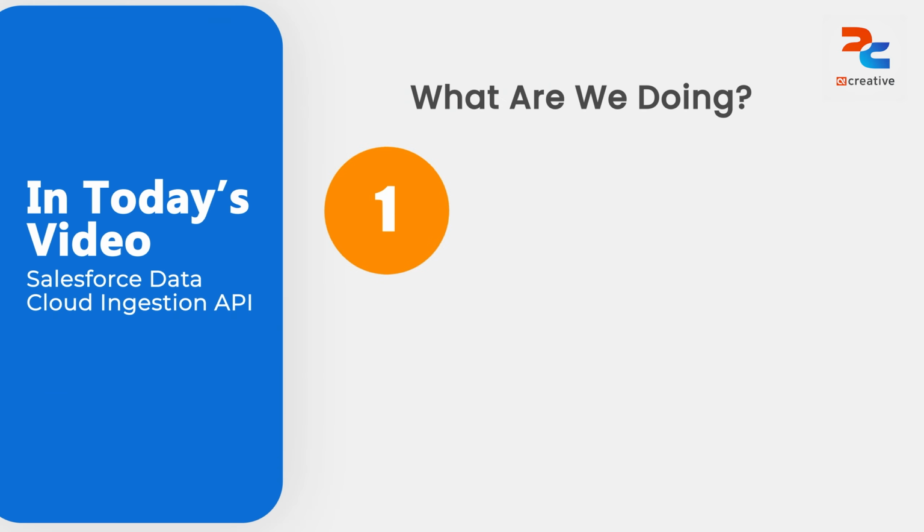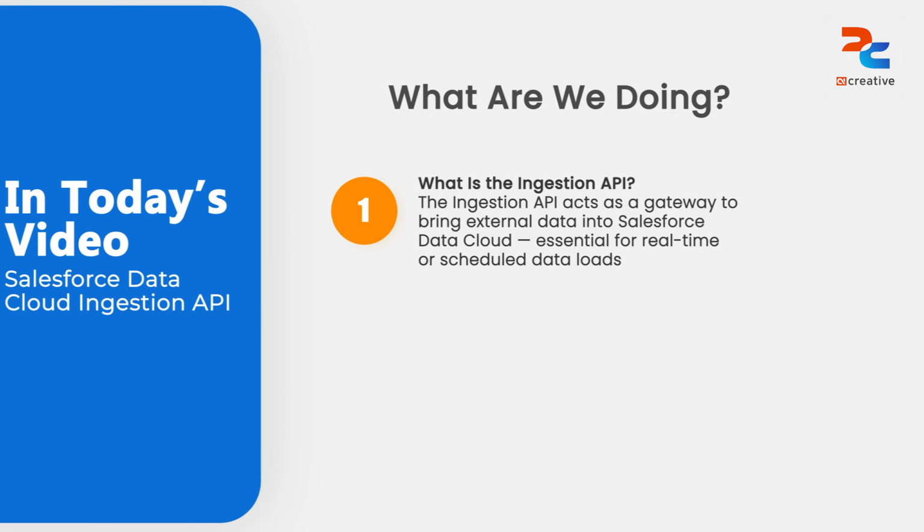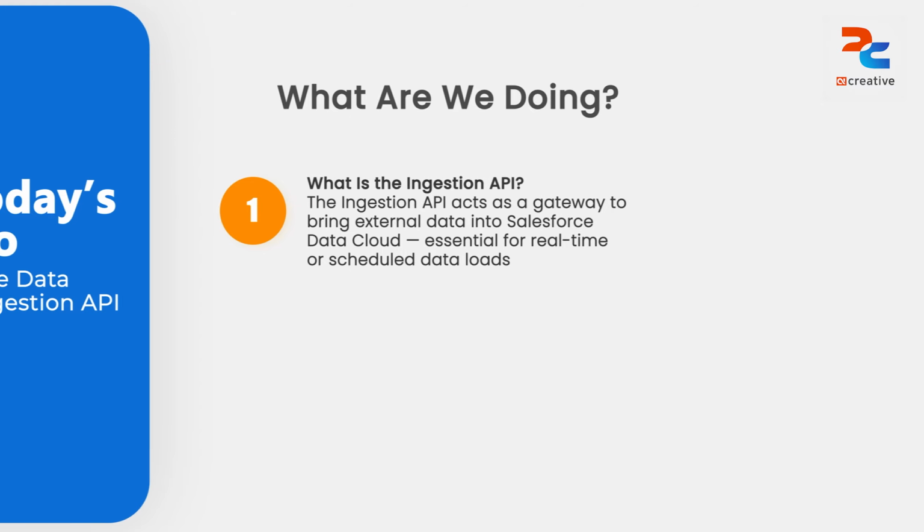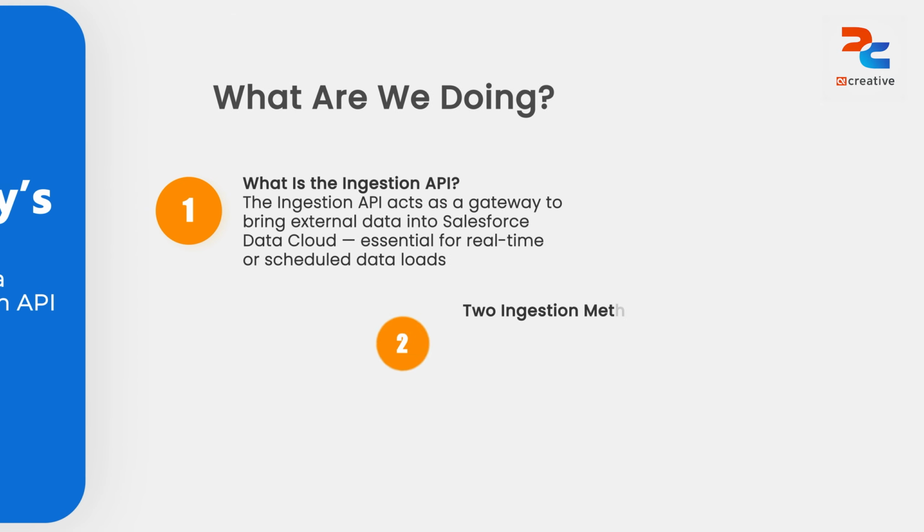First of all, we need to understand why we need Ingestion API, because it's your gateway to bringing any external data into Salesforce. There are two mechanisms, two interaction patterns I would say, that we can use. One is streaming, another one is bulk, to ingest that data. There are requirements for each one of them.